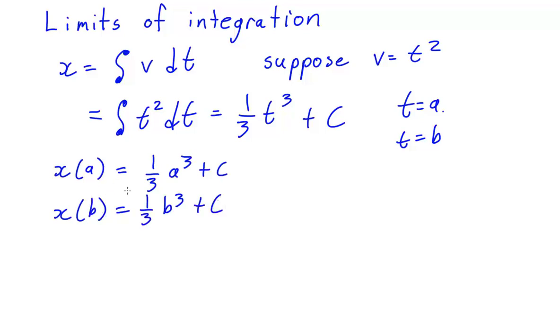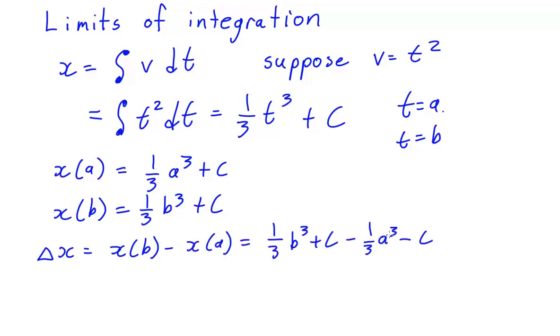Now if I just want to know how far I've moved, the change in position, I can just subtract these from each other. So my change in position is equal to x of b minus x of a, which is, in this particular case, I've got a plus c and a minus c, so they will cancel each other out, and I'll simply be left with 1/3 b cubed minus 1/3 a cubed. So this is the idea of what we call a limit of integration. This is where we don't have the boundary conditions in terms of knowing where you start at a particular point, but instead we just say we're interested in the difference in position between two points in time.